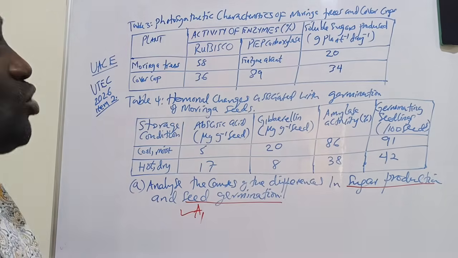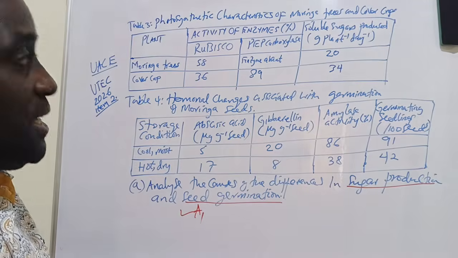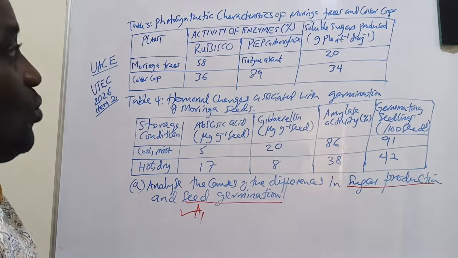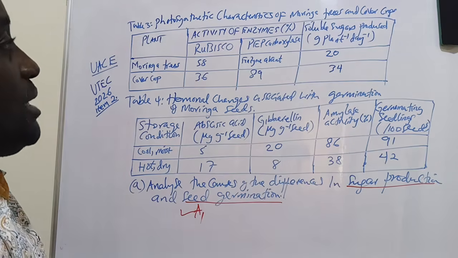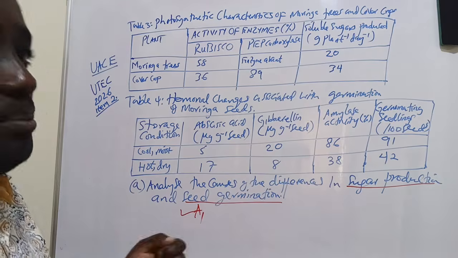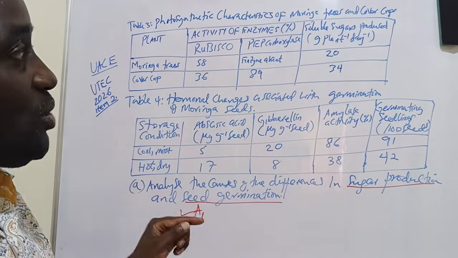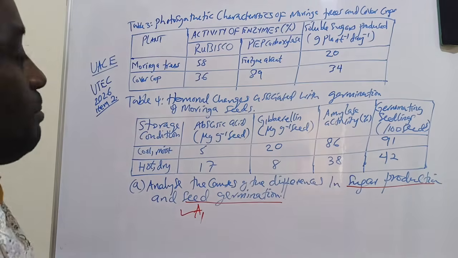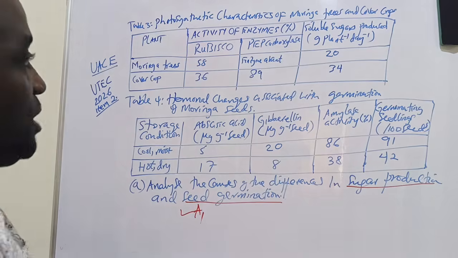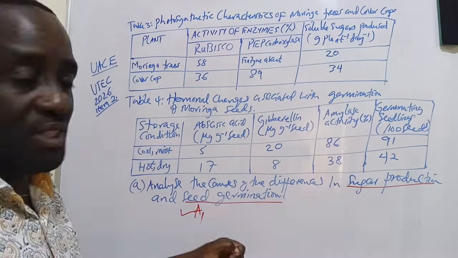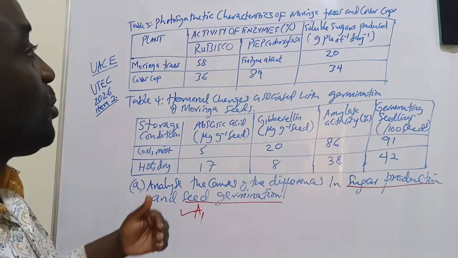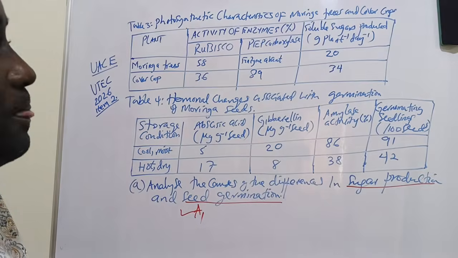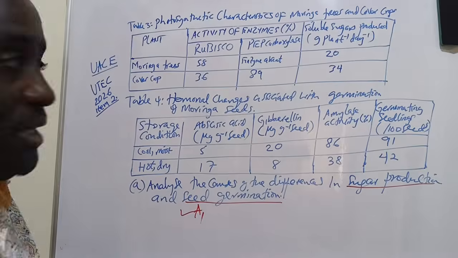In brackets 20 grams per plant per day, than the cover crop, which produces more sugars, in brackets 34 grams per plant per day. Okay, the moment you cite that kind of difference, very well, you earn yourself an A1 mark. Now we proceed. After quoting the difference, that moringa produces low sugars and cover crop produces a high amount of sugars, while quoting also the data from the table, then you proceed. After the full stop, proceed and explain.